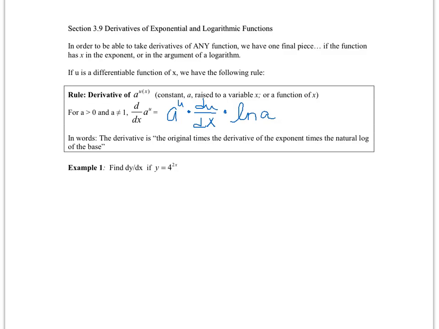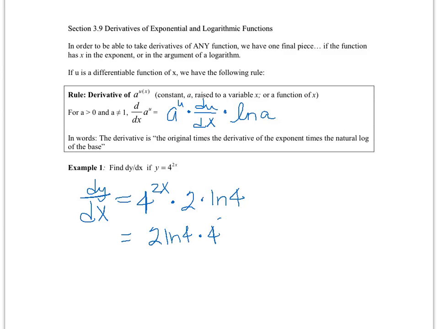And that's it. So as you go through example 1, we're just going to follow that. So we've got a constant 4 being raised to a variable, so we're going to follow the rule. dy dx, the derivative of y, equals the original problem, 4 to the 2x, times the derivative of the exponent, so that's just a 2, times the natural log of the base, which is 4. Okay? There is nothing you can do to simplify this other than maybe putting 2 times the natural log of 4 times 4 to the 2x.